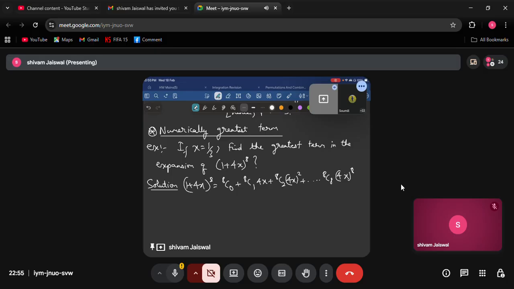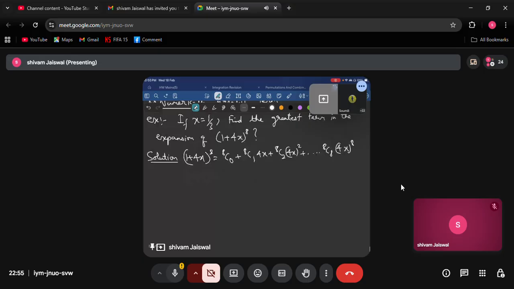Okay, let us substitute x by 1/3. Basically it will be (1 + 4/3)^8, which is 8C0 plus 8C1 into 4/3 plus 8C2 into (4/3) squared plus dot dot dot plus 8C8 into (4/3) to the power 8.